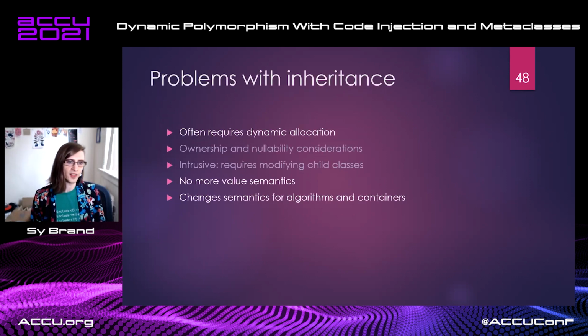So this has fixed our value semantic problem. It's also fixed our semantics for algorithms and containers, so long as you go on and implement the necessary things that you might need on our animal type. You might need to specialize std::hash for animal, add comparison operators, things like that. But that's doable, okay?